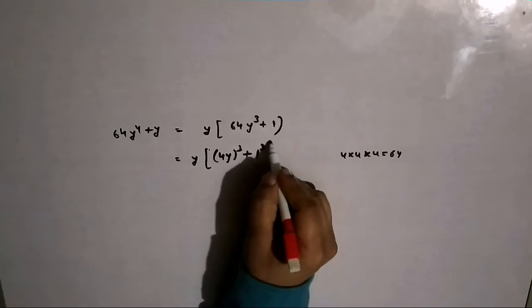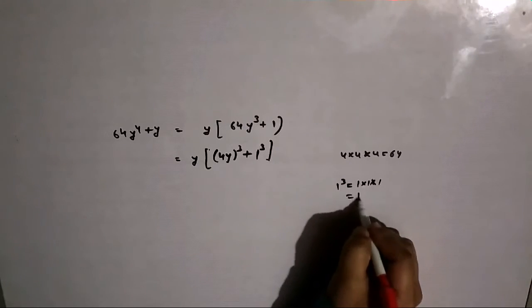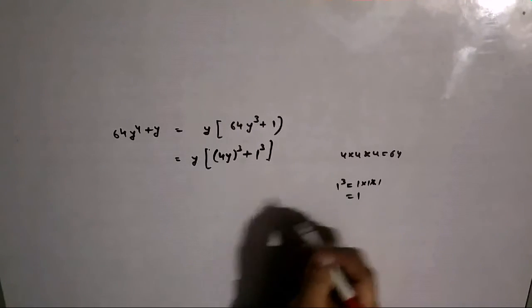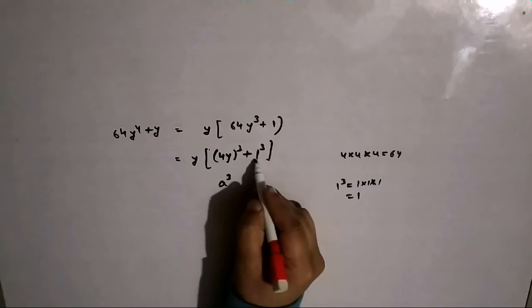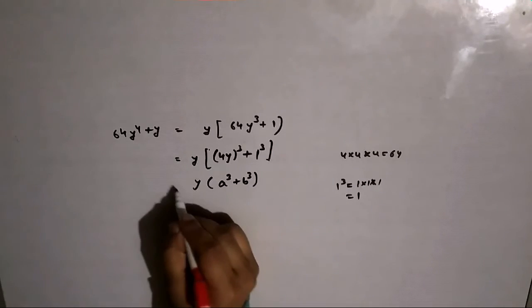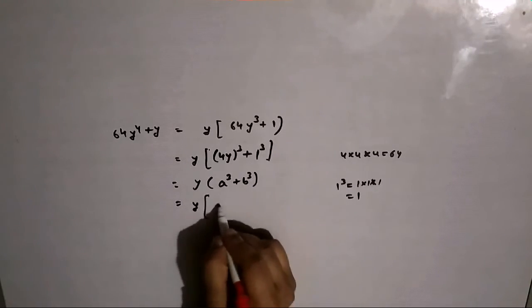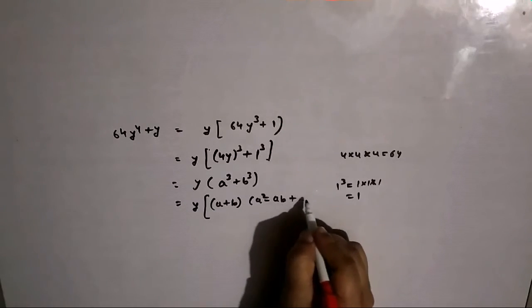1 can be written as 1 power 3, because 1 power 3 is 1 into 1 into 1, so that would be 1 only. Okay, so 1 can be written as 1 power 3. So now again you take 4y as a and 1 as b, so a cube plus b cube. Okay, and the formula for this is basically (a plus b)(a square minus ab plus b square).